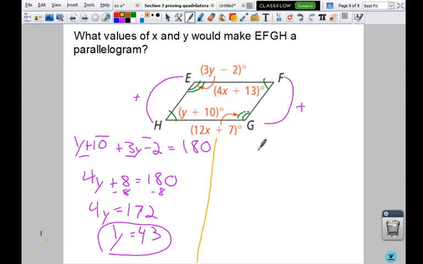160 divided by 16? 10. I think Trista probably wants me to put that exit ticket on the board. Okay. Yes.